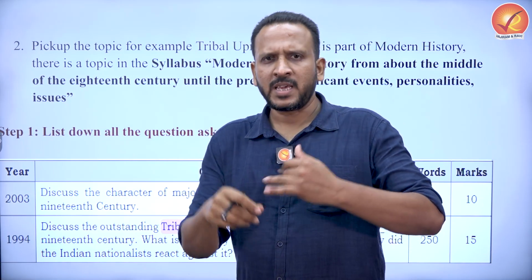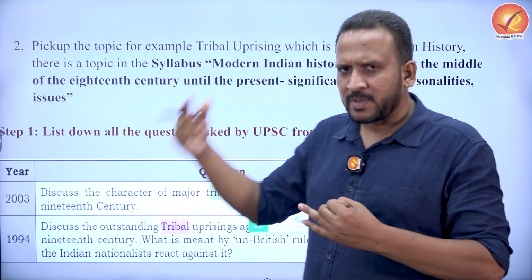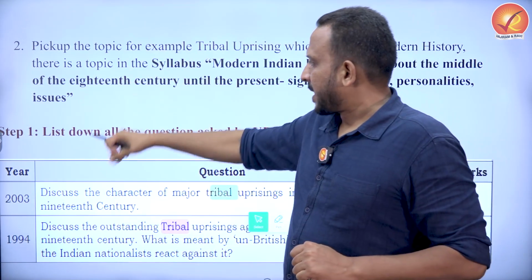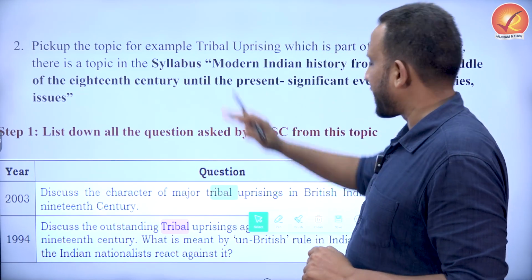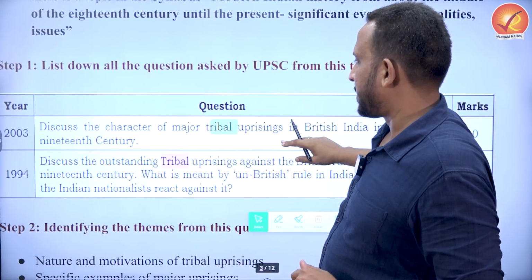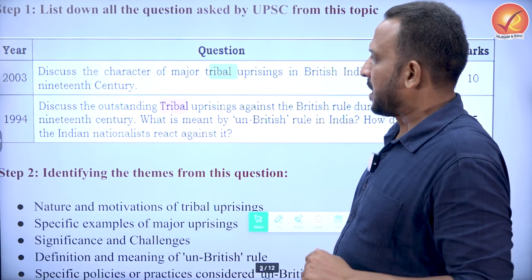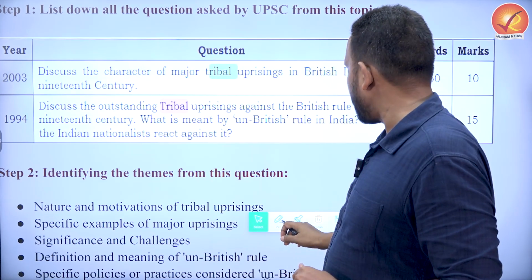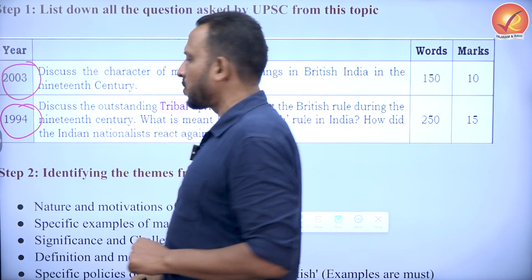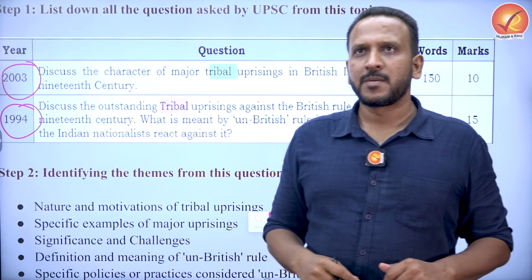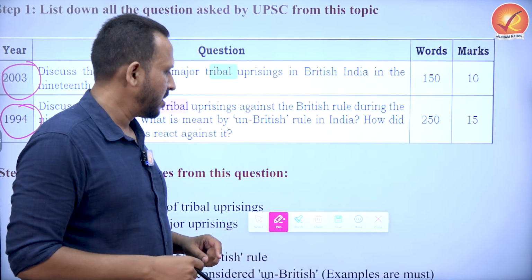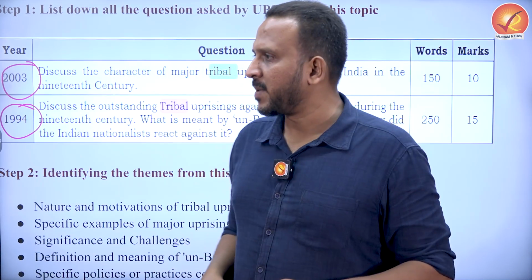If you are doing polity, pick up the first topic. If you are doing modern history, pick up the first topic. Whatever the topic, it doesn't matter. But this should be the process. Pick up the topic. So I have picked up tribal uprising, right? Now see, these are the two questions UPSC has asked. One in 2003. I hope you can see the question. Student, can you read the question? Is it visible to all of you? Can someone confirm whether it is visible or not?